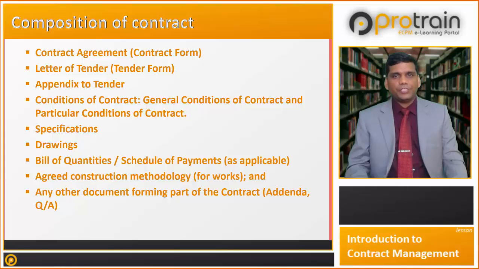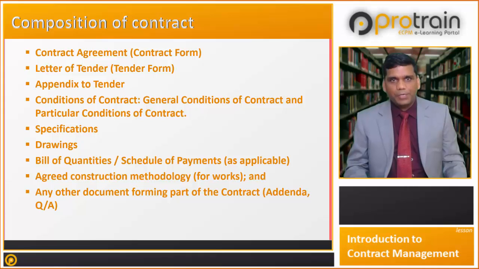In EPC nature of works, a schedule of payment having a breakdown of the lump sum cost defining the components of the works, filled in by the contractor at the tender stage, is included. Interim payments for both are made on the basis of defined percentages, milestones, or the works completed. Agreed construction methodology should be included in the contract document. Any other documents forming part of the contract, such as quality assurance plan, should also be included.